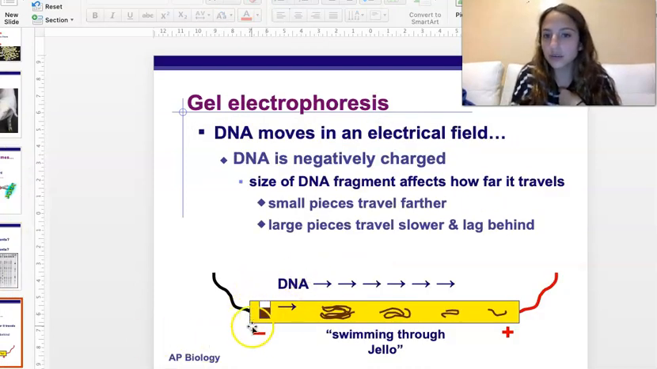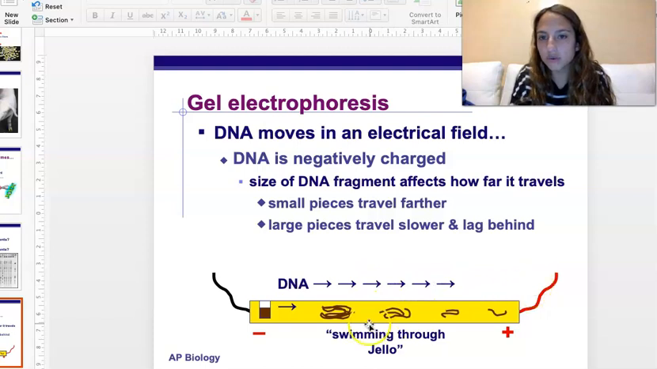Okay, so this is kind of what it does. Negative side, positive side. DNA is trying to move, but it's kind of like swimming through jello, so the bigger the DNA fragment, the harder it is to swim.